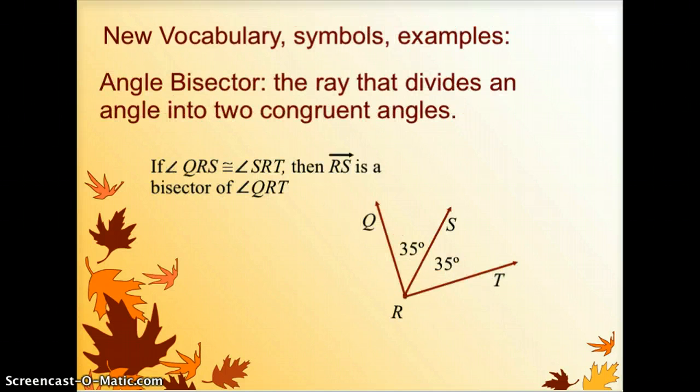An angle bisector is a ray that divides an angle into 2 congruent angles. If QRS is congruent to SRT, then ray RS is a bisector of angle QRT.